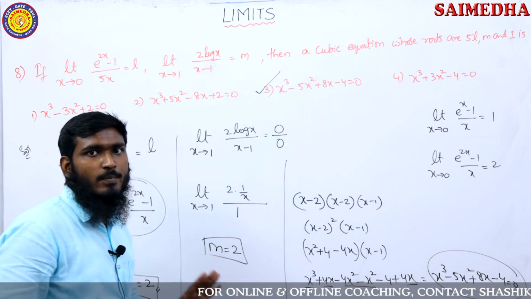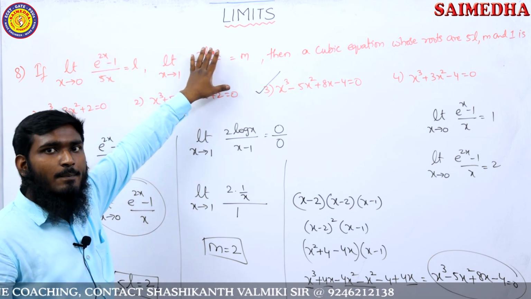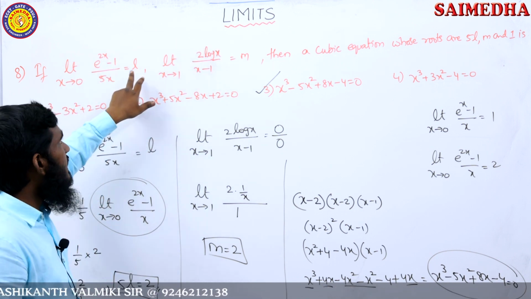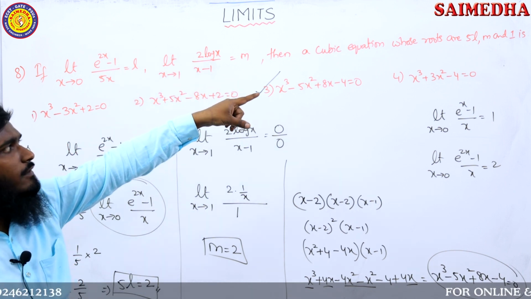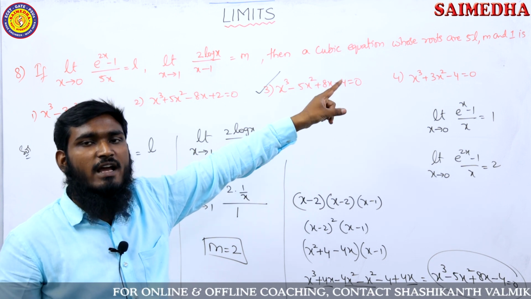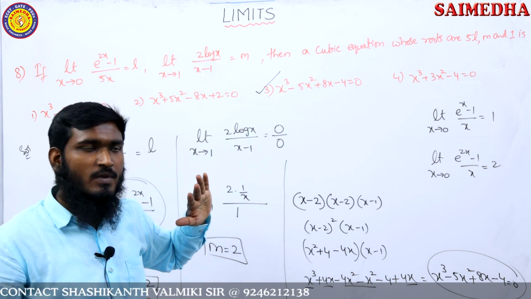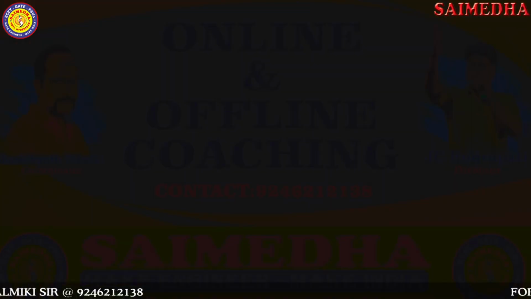Okay, so this was simple. All you have to do is apply the limits for this function and for this function also. So you get the L value and M value. Whenever you substitute the L value and M value there, you get the roots. With the help of those roots, you have to make the cubic equation. Understood? Now pause the video, note it down.